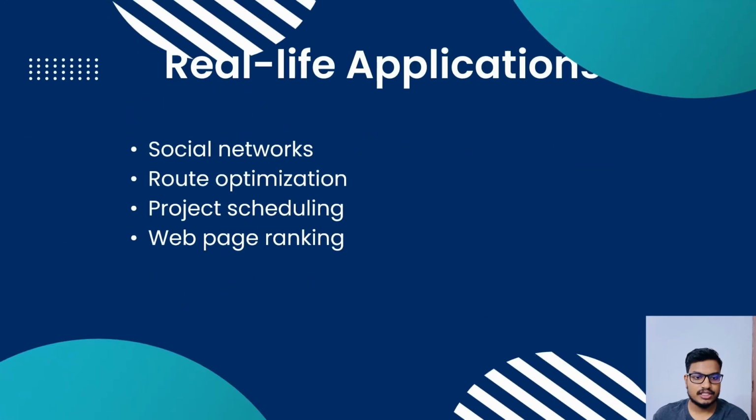Real life applications. Graphs are everywhere. In social networks, where vertices are people and edges are connections. In route optimization, like finding the shortest path in Google Maps. In project scheduling, using a directed acyclic graph to order tasks. In web page ranking, where the web is treated as a giant directed graph.